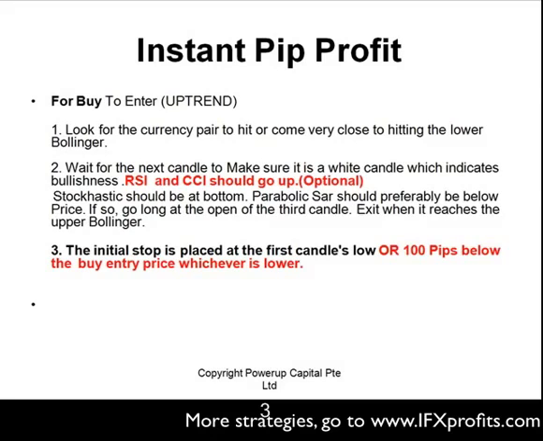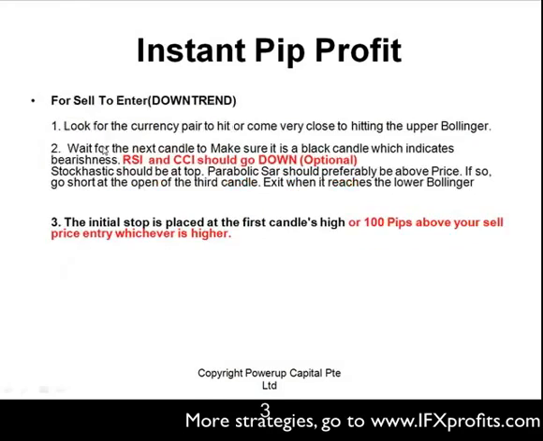Now let's look at buying to enter. Now when you buy to enter, you make sure it is an uptrend. The most important indicator in instant pip profit is the Bollinger Band. What you want to see is the currency pair to hit or come very close to hitting the lower Bollinger.